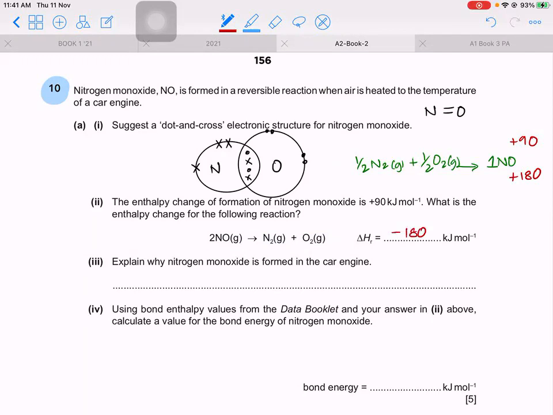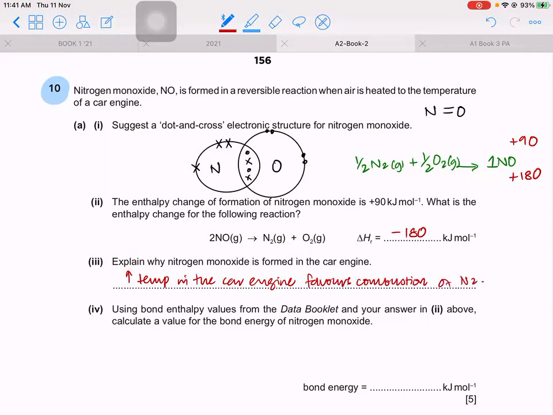Explain why nitrogen monoxide is formed in the car engine. Because it is facilitated by the high temperature. So there is high temperature in the combustion engine or in the car engine, which favors what? Combustion of nitrogen.